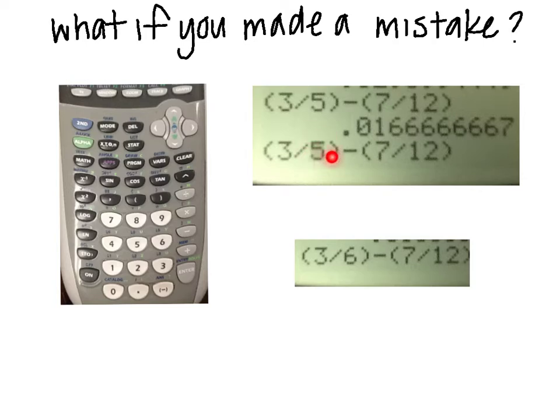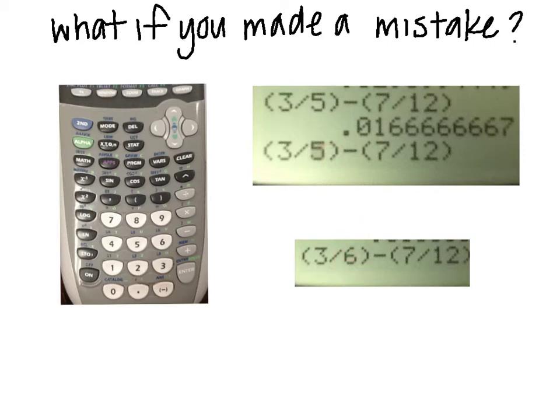Now, you can kind of see it here, but right on the 5, there's a cursor and it's blinking. I can use my left and right arrows to move it on top of what I want to change, and then just type over it. So in this case, I wanted to change the 5, so I just typed over it and made it a 6 instead.